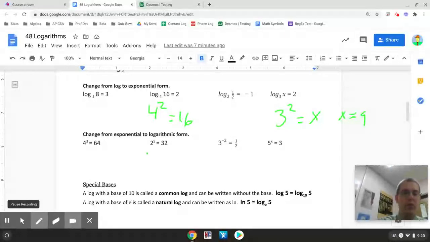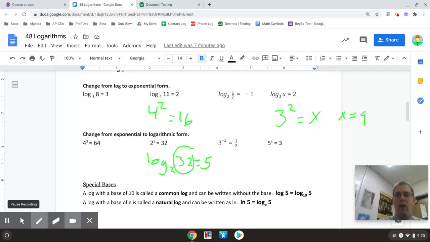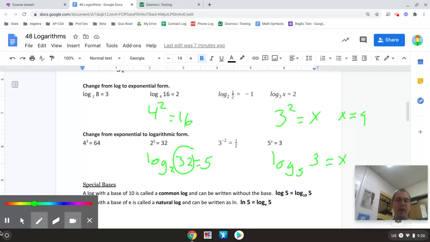On this one, it's log base 2 of 32 equals 5. And by the way, a log always has to have this number right here, an argument, that always has to occur. And then down at the bottom, you should have had log base 5 of 3 equals x. Now this brings up a good point, log base 5 of 3. I could evaluate that using Desmos. Let's go ahead and pull up Desmos and try that.